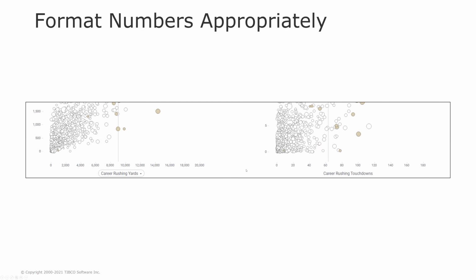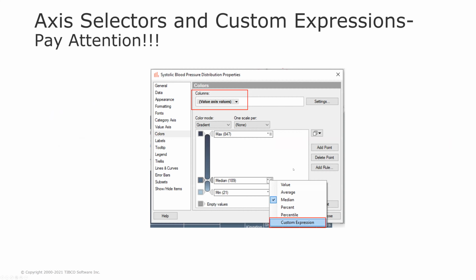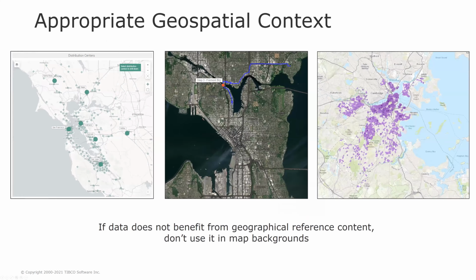And you want to format numbers appropriately. So I like to put commas on my integer values that are over 1,000. You don't want to have a bunch of decimals either if these are small integers. I'm going to just kind of move on here. So use maps that have appropriate geospatial context.